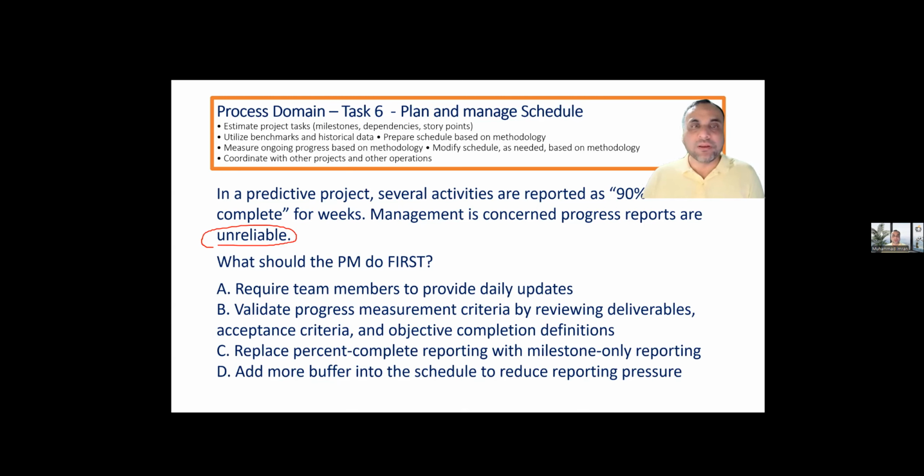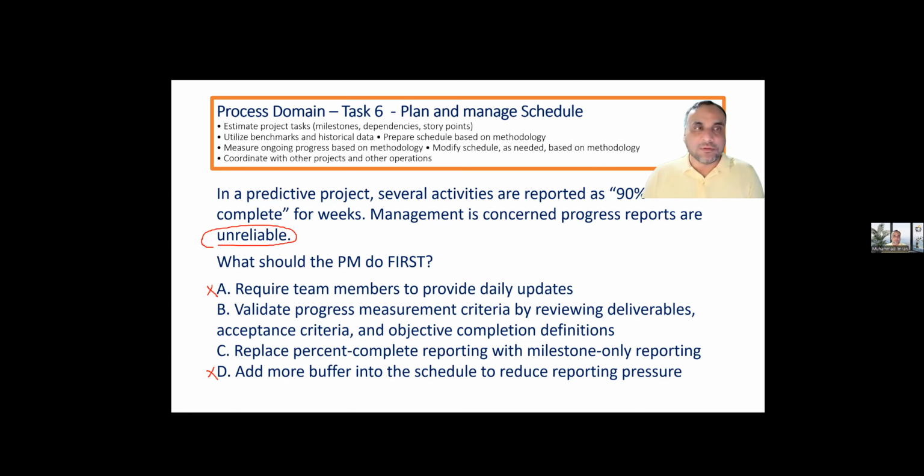A: Require team members to provide daily updates, validate measurements by reviewing deliverables, acceptance criteria, and objective completion definitions. B: Replace person complete reporting with milestone only reporting. C: This is also good. D: Add more buffer into schedule to reduce reporting pressure. So I feel D is not doing anything for us. And again, they are asking you, so better to remove A also. So options left are B and C. Both are correct. Which one is better in this situation?